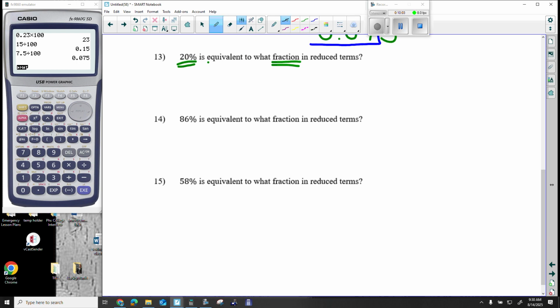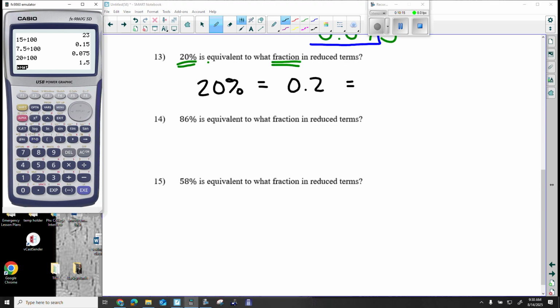So for instance, 20%, divide by 100. Hit the SD button. And so that fraction is 1/5.